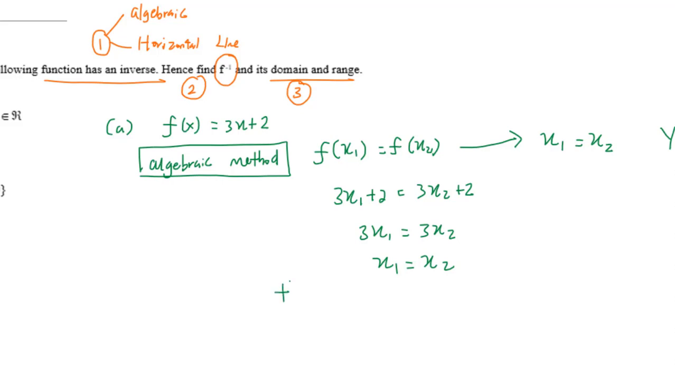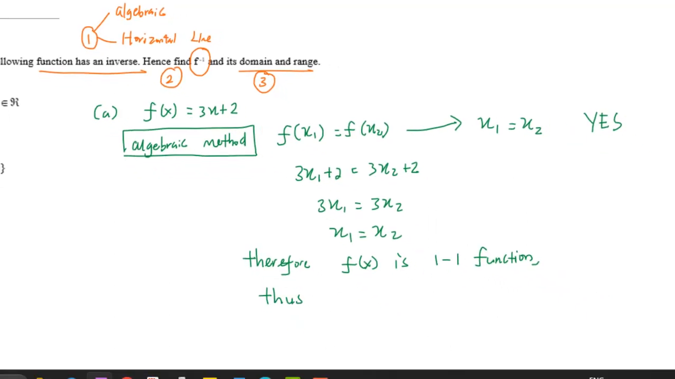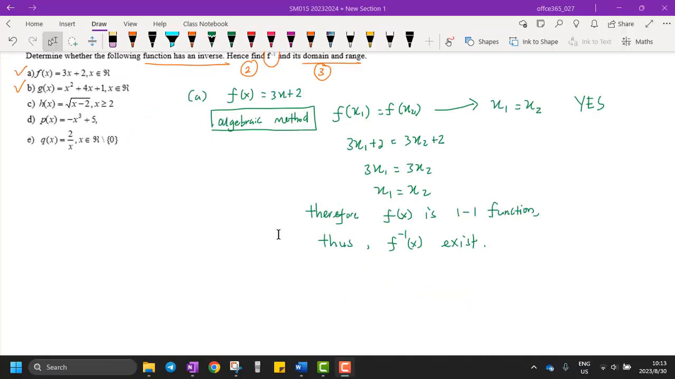So we have to draw a conclusion. Therefore, f(x) is a one-to-one function. Thus, the second conclusion is f inverse exists. So the first part is done.